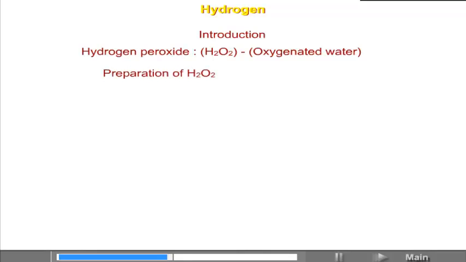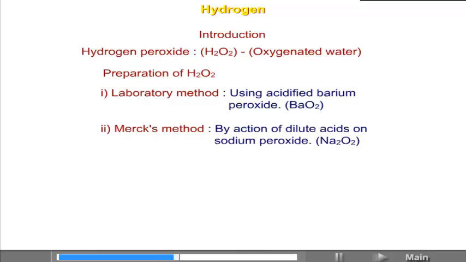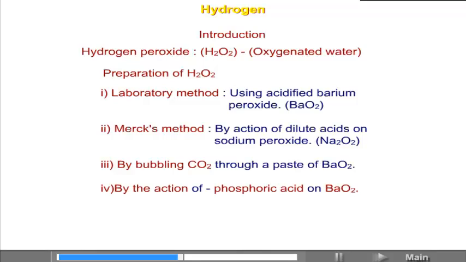Preparation of hydrogen peroxide. First one, laboratory method, using acidified barium peroxide, that is BaO2. Second one, Merck's method, by action of dilute acids on sodium peroxide, Na2O2. Third one, by bubbling carbon dioxide through a paste of BaO2. Fourth one, by the action of phosphoric acid on BaO2.